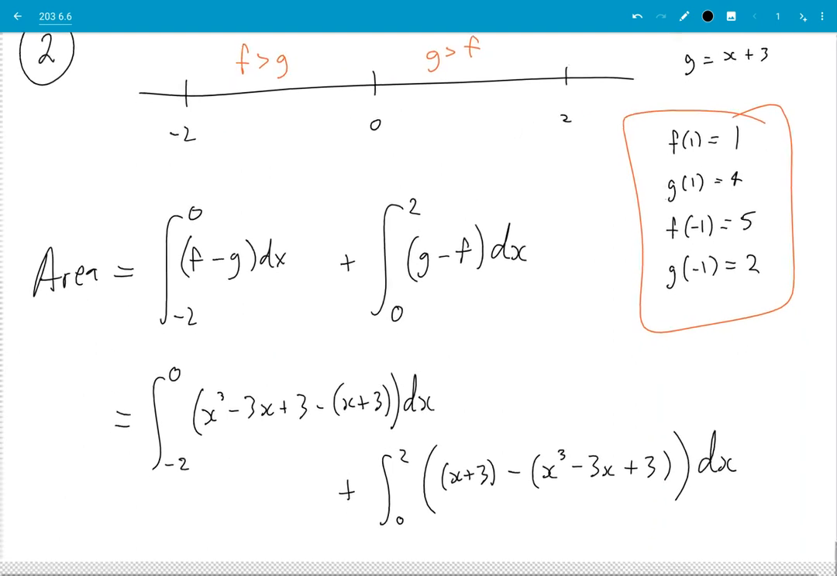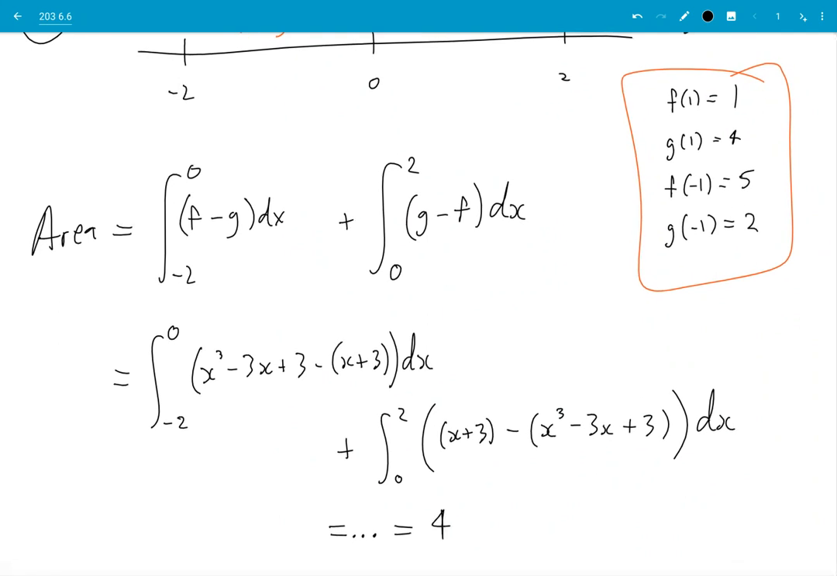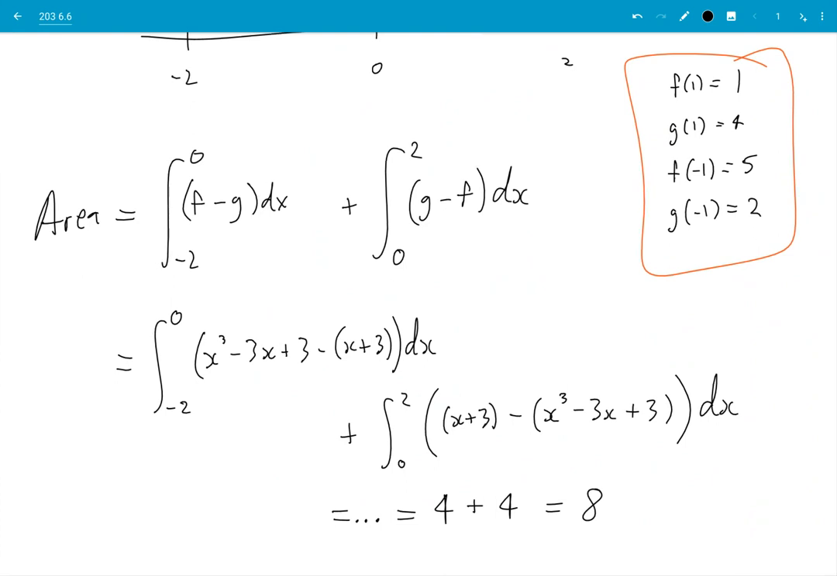Now, if you haven't done so already, go through these details. You should get, I think, 4 plus 4 is equal to 8, if I'm not mistaken.